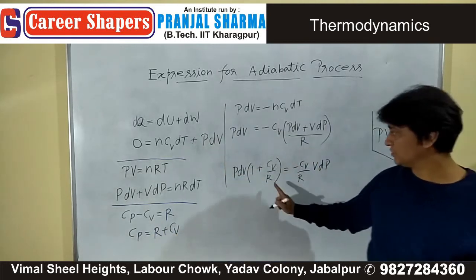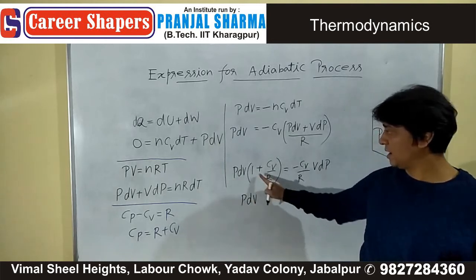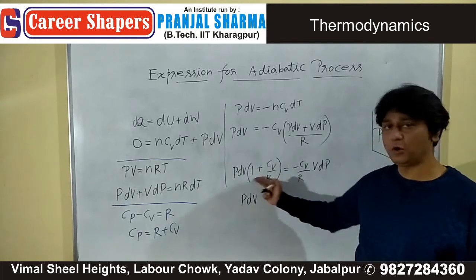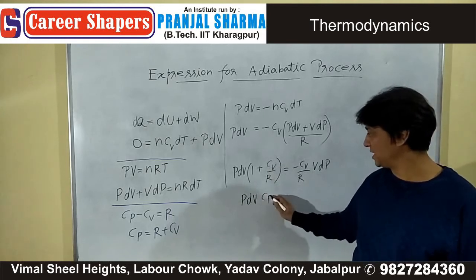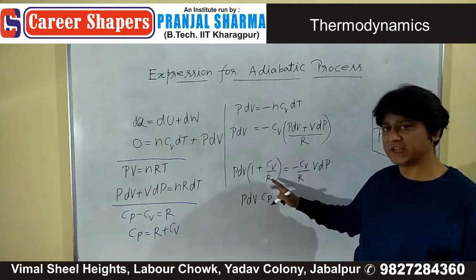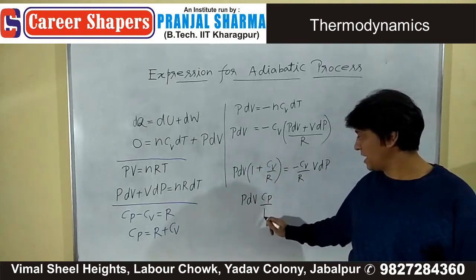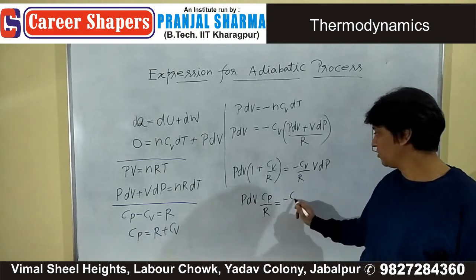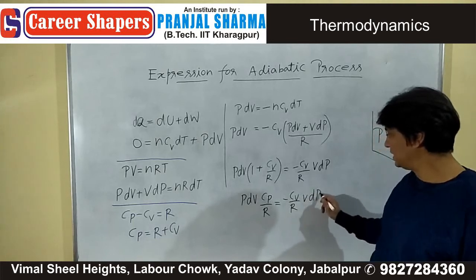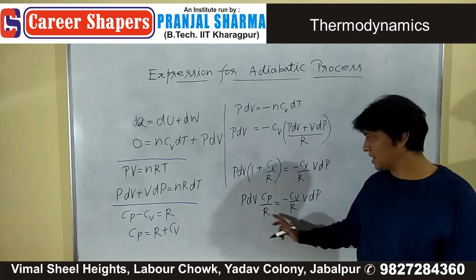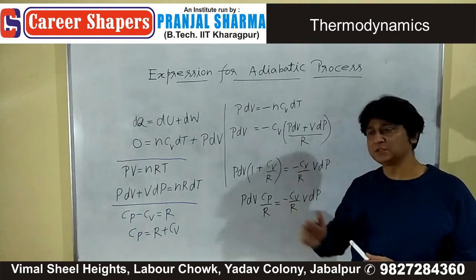And what is this? This is P dV, R plus Cv whole divided by R. And therefore the numerator becomes what? Cp. I hope you can see it. R plus Cv divided by R, this is Cp divided by R. On this side you've got minus of Cv divided by R into V into dP. Now R and R cancel.